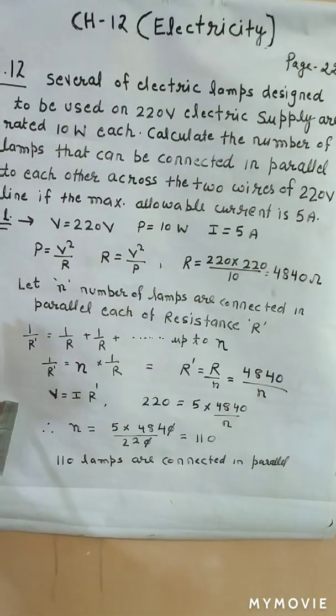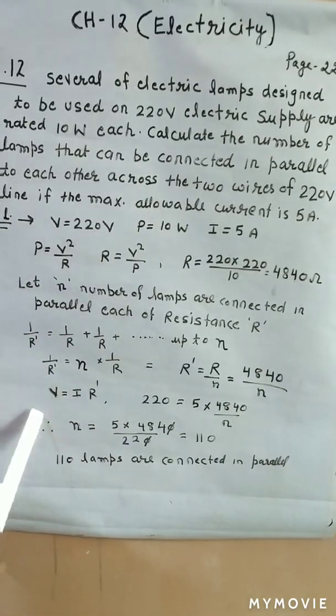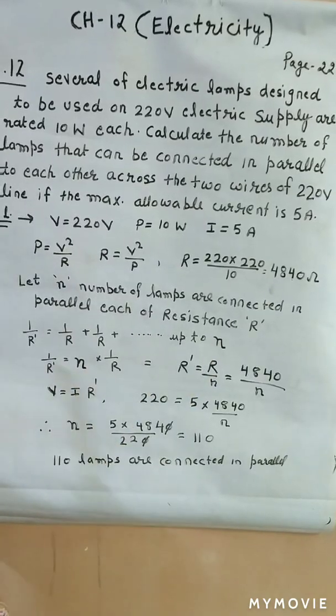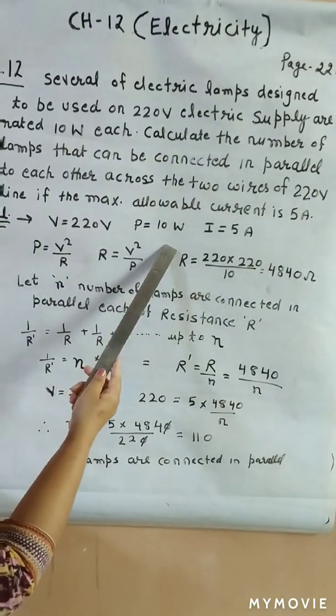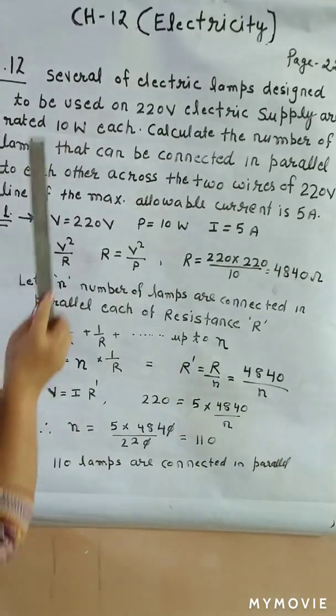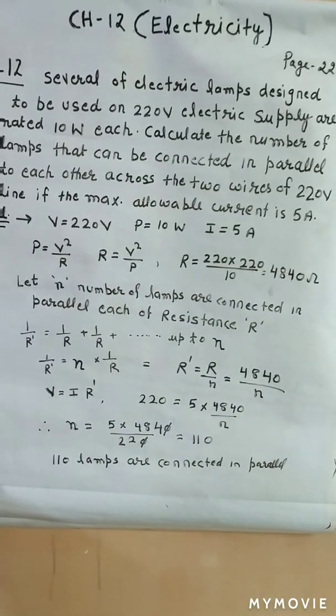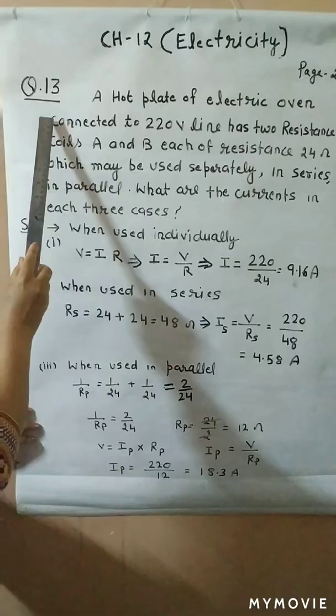A numerical of the same type, number 10, you have already done in your NCERT, but there the direct resistance was given, but in this question power was given. This is the only difference in the question. Otherwise these two questions are the same. So let's do the next question now.